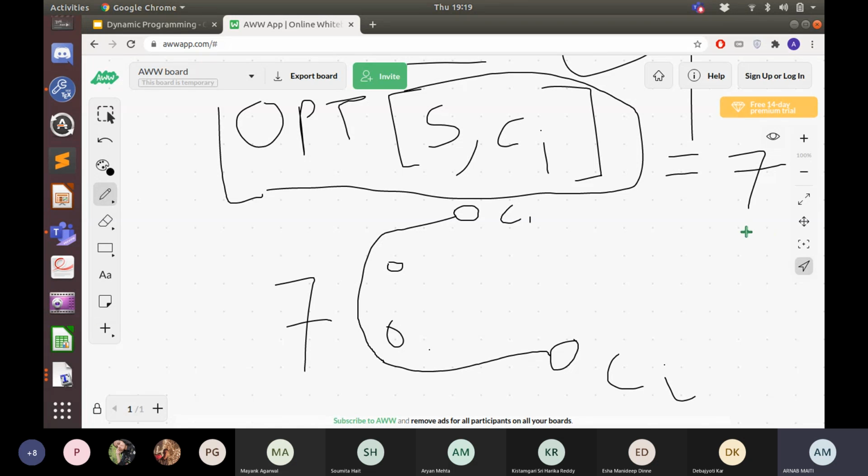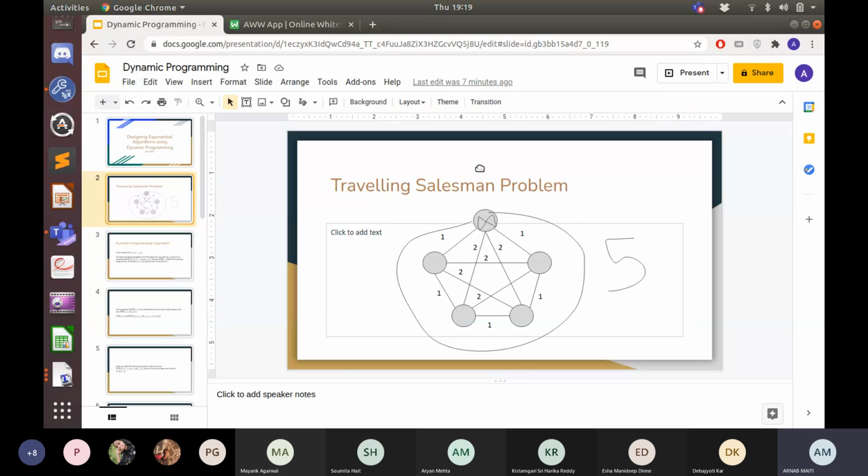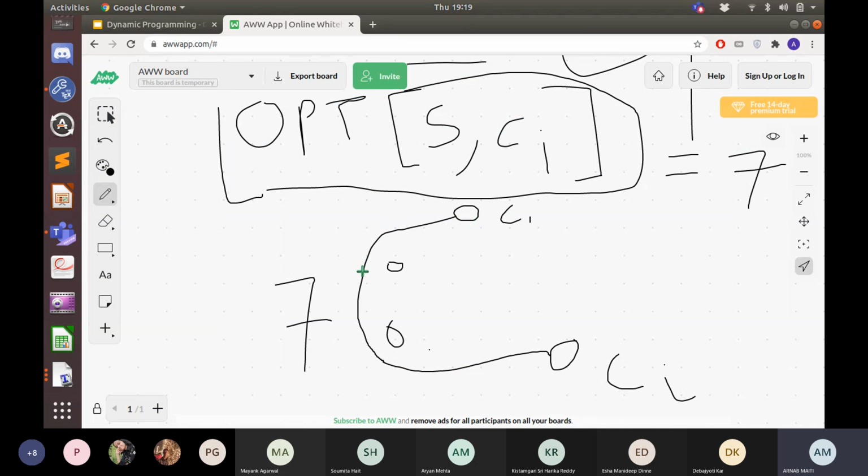As you can see, this subproblem is nowhere related to the original problem we were discussing. The original problem involved starting from here, covering all the vertices and then returning to the original vertex. But we modified the problem: we start at C1, we cover all the vertices in this set S, and we end up at Ci. So that's what we did.